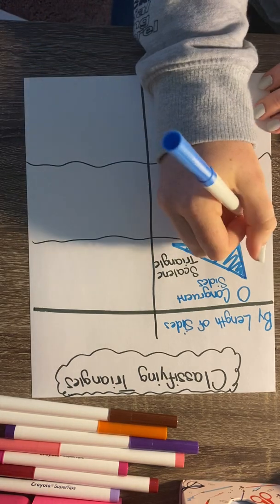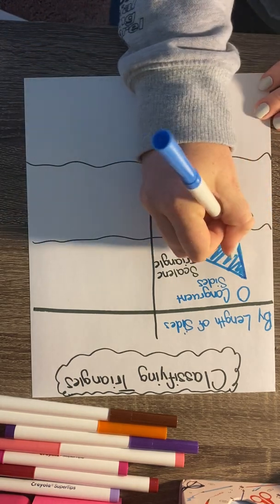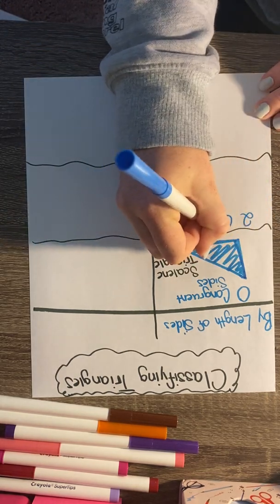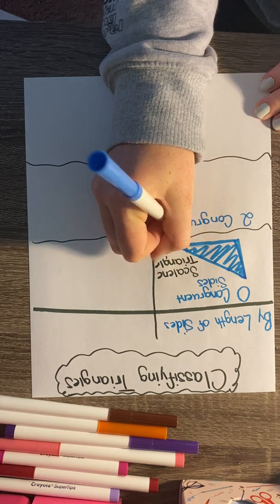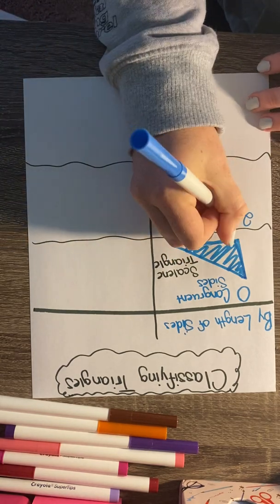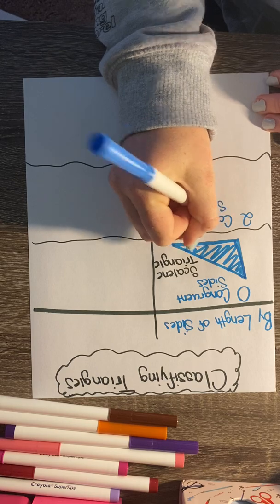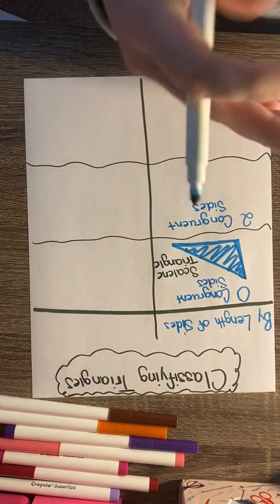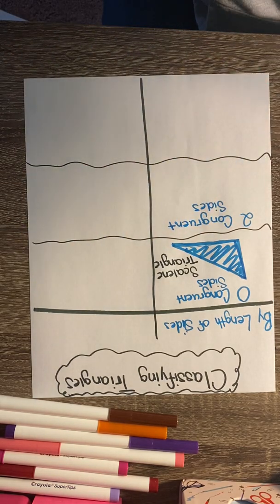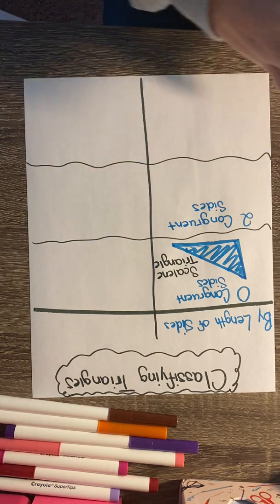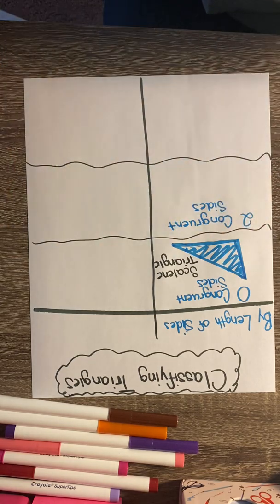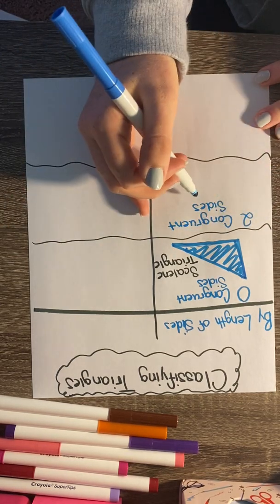The next part is going to be if it has two congruent sides. Now just to explain, a triangle is not going to have one congruent side because it has to have a side that is the same length. That's what congruent means. It means it has sides that are the same length. So that's why we don't do one, because it is not possible for it to have one congruent side. So the next step is going to be two congruent sides.